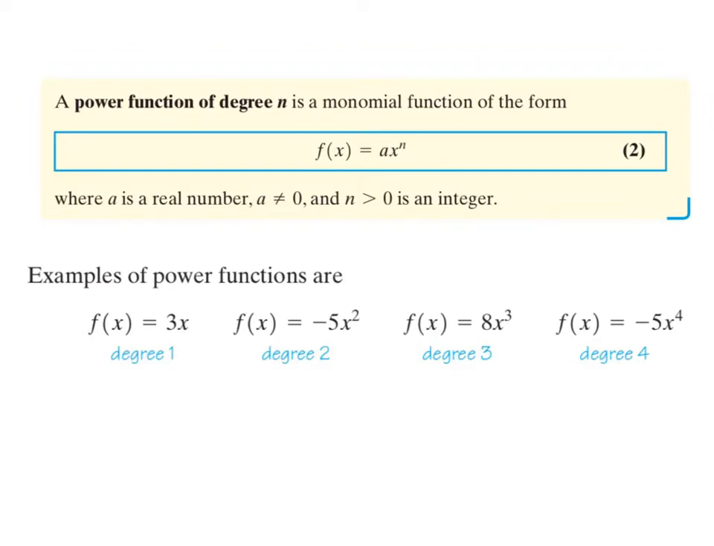Sometimes polynomial functions are referred to as power functions of a degree, and you can use the variable n to represent that. So that's a monomial function where I would just have 3x or negative 5x squared, 8x cubed, negative 5x to the fourth. It has one term that has a non-negative integer exponent.